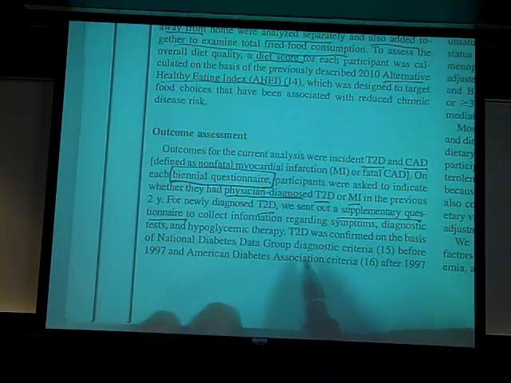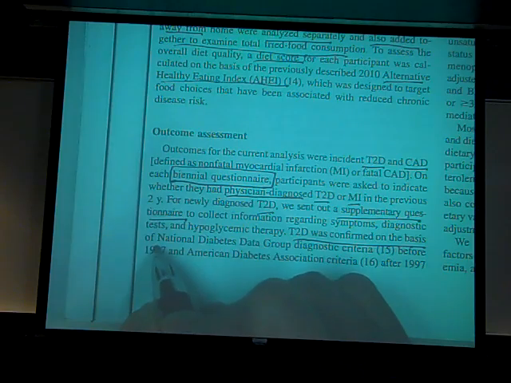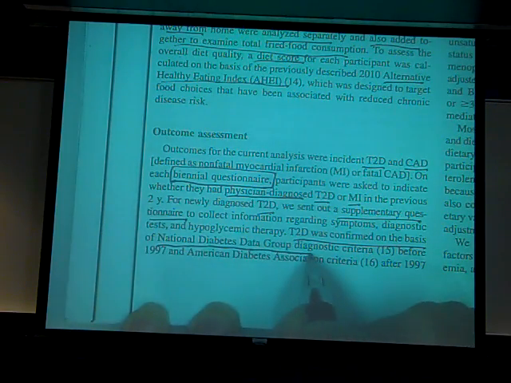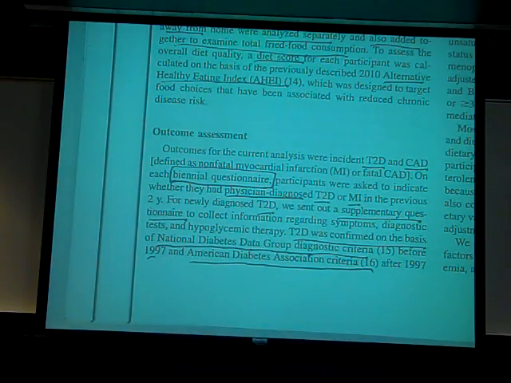Some other interesting information is that type 2 diabetes was confirmed on the basis of criteria from the National Diabetes Data Group Diagnostic Criteria before 1997 and the American Diabetes Association criteria after 1997. Now, before 1997, diabetes used to be classified as insulin-dependent diabetes mellitus or non-insulin-dependent diabetes mellitus, versus after 1997, diabetes was classified as type 1 and type 2 diabetes.